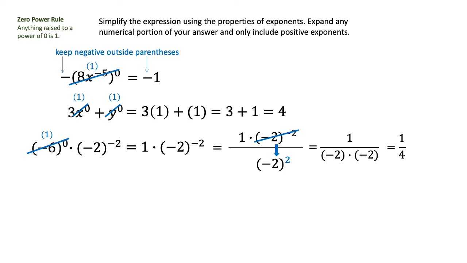And in the third example, the negative 2 is raised to that power of negative 2, and you have to multiply that by itself in the denominator for a final answer of 1 over 4.